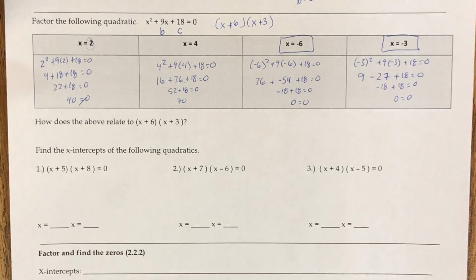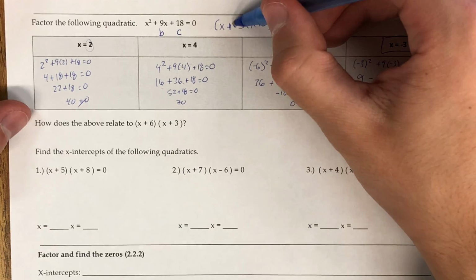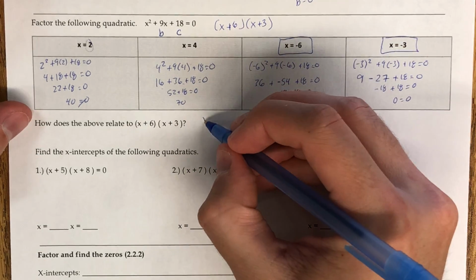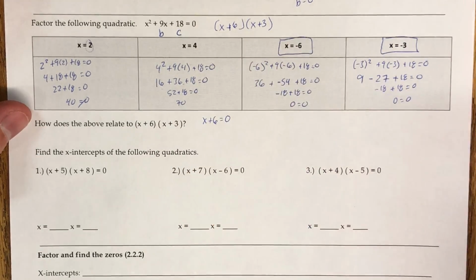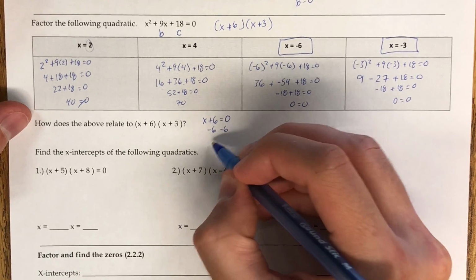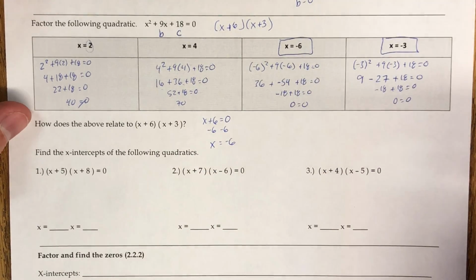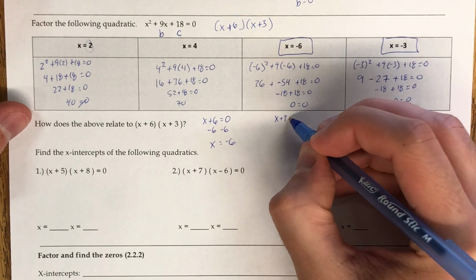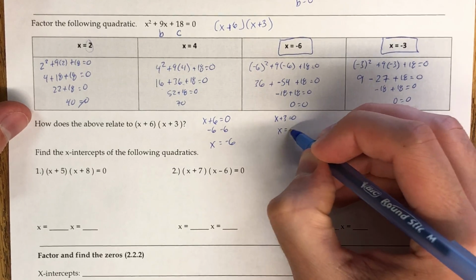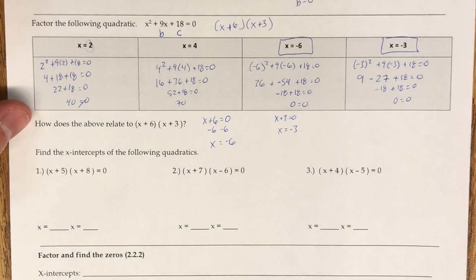Well, notice x plus 6, if we set that equal to 0 and solve for x, we get x equals negative 6. If we take x plus 3, if we set that equal to 0, and solve for x, we get x equals negative 3.